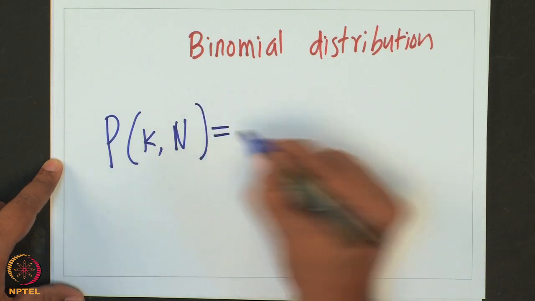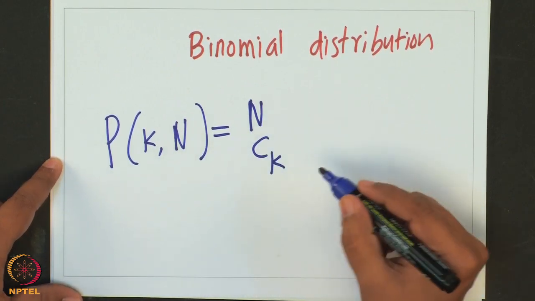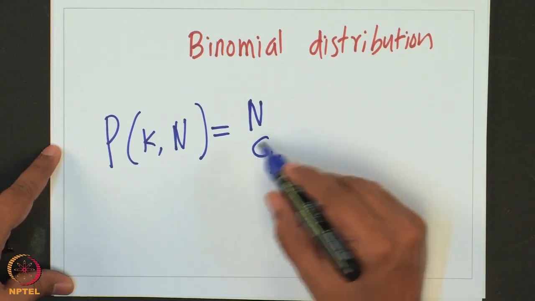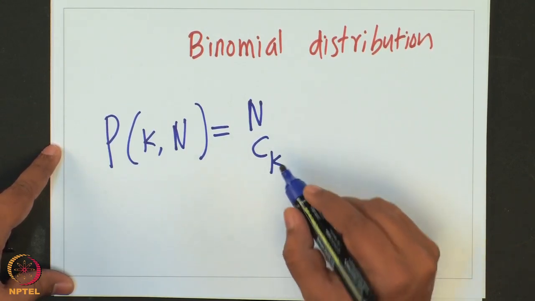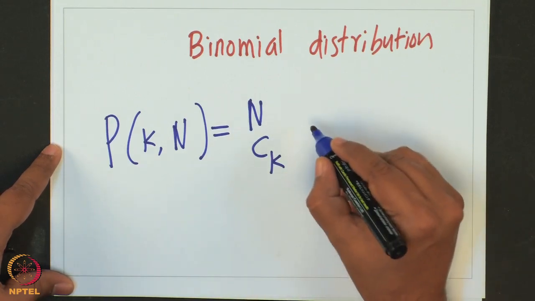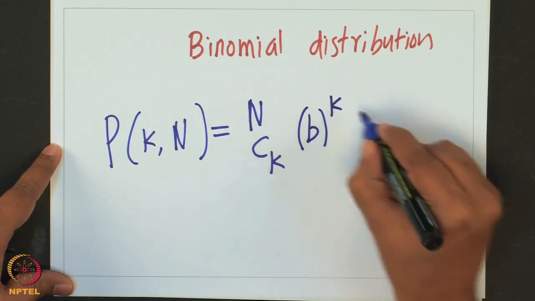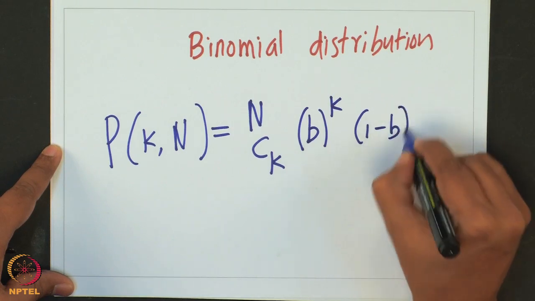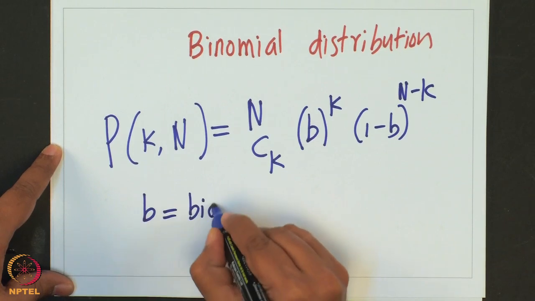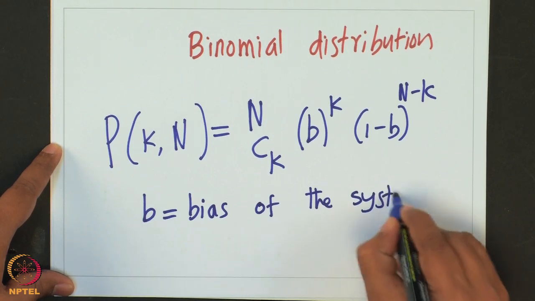This is given by nCk. nCk is the combination, n choose k, and I will tell you what this is. Some of you have heard this in school. nCk, n choose k, times a parameter which is called b, and I will tell you what b is: b to the power k times (1 minus b) to the power n minus k. b is the bias of the system. And what is b? I will explain what b is.